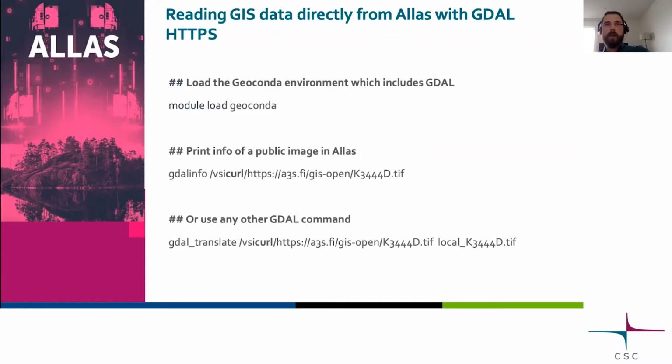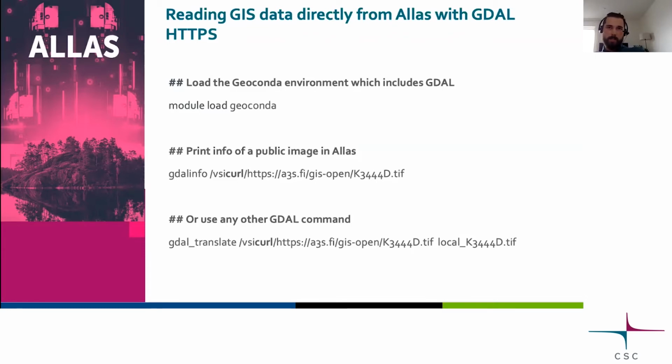First of all, we're now at Puhti, on a clean login node, haven't done anything. We load this Geoconda environment because it includes GDAL. And here are some examples of how to print out some information about a file in Allas. This time we are actually using the HTTPS protocol, so just over the internet basically. And how we achieve that is we just add /vsicurl/ and then the address.